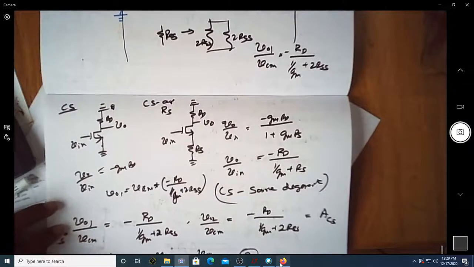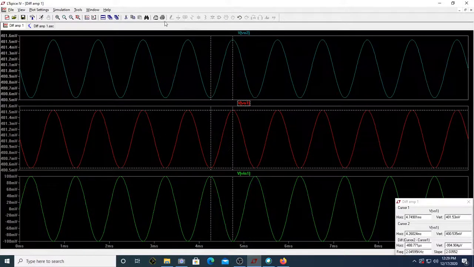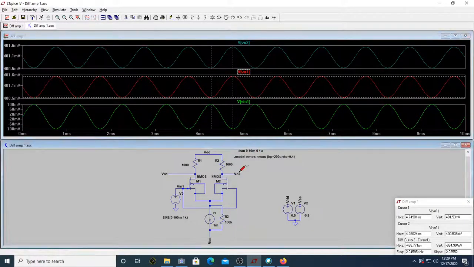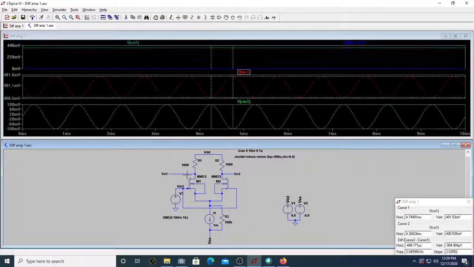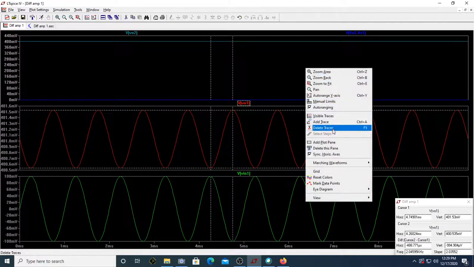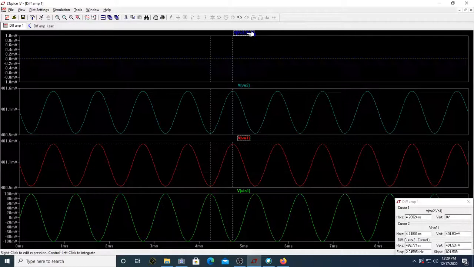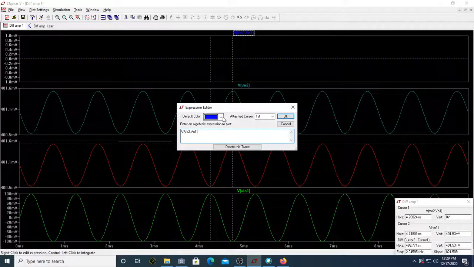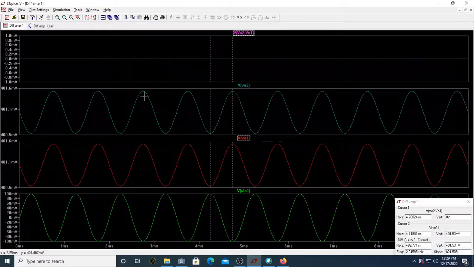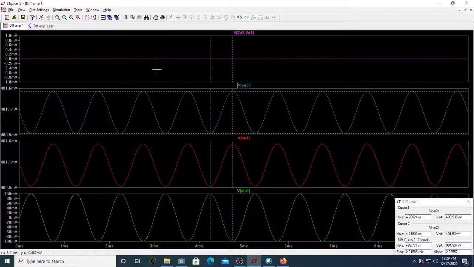Suppose I take the differential voltage. I'll do one more thing: I'll make it V02 minus V01. You can see now I'm doing V02 minus V01. Interestingly, if you see this V02 minus V01, and I put it in a different pane, in a different color, this is a perfect zero. Can you see the output voltage is zero?